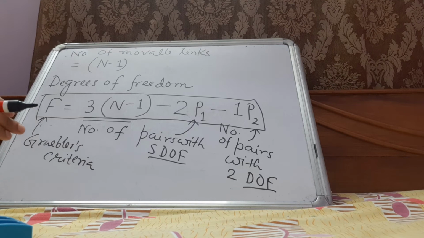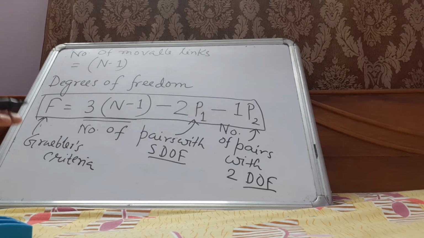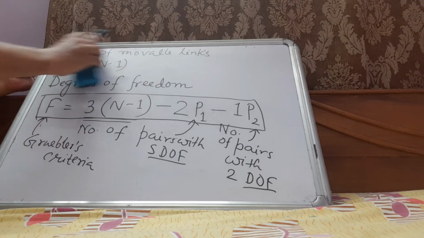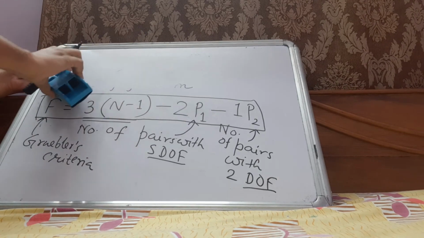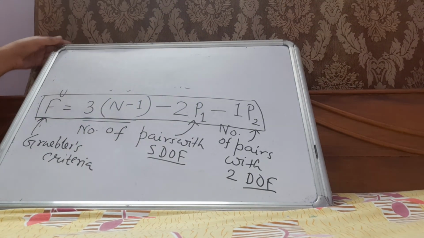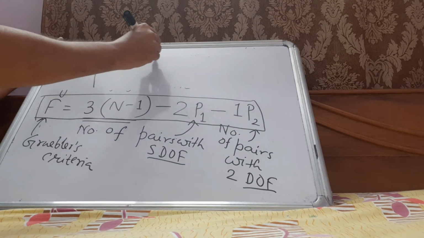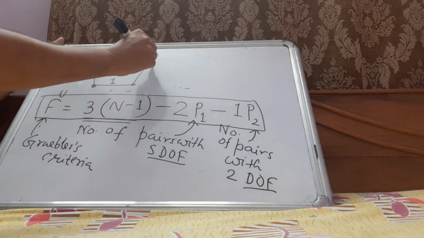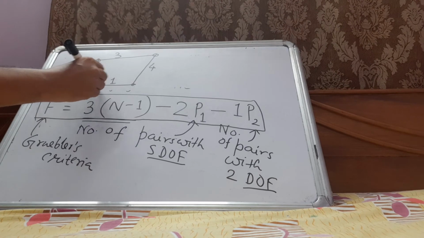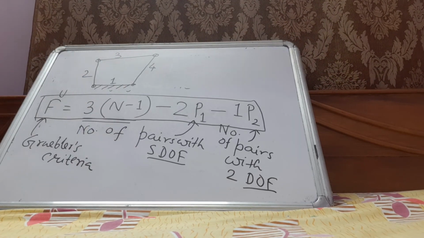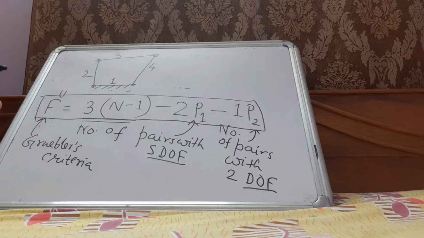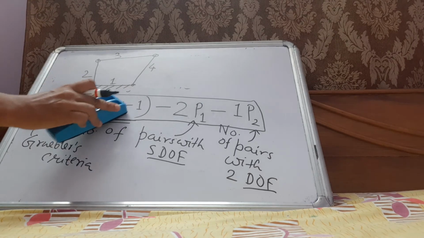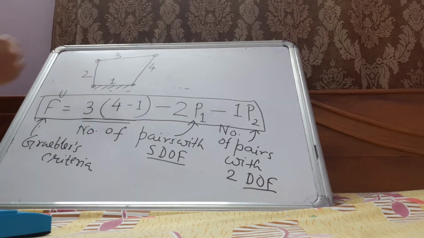Now, with one example, I am showing how to calculate degrees of freedom using this Gruebler's criteria. I am taking one 4-link mechanism. One link, 2 link, 3 link, 4 link. Now I am fixing one of the links. So I am fixing this one. So now I'll try to calculate the degrees of freedom of this mechanism. Here in place of n, I should write 4. n is equal to 4 in this case.